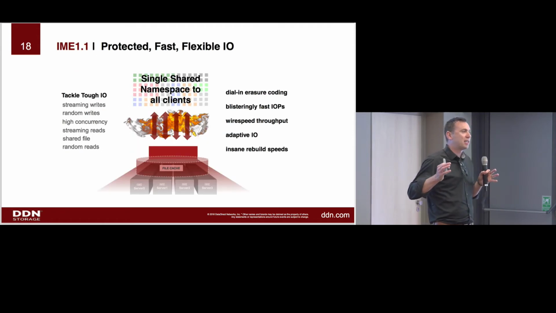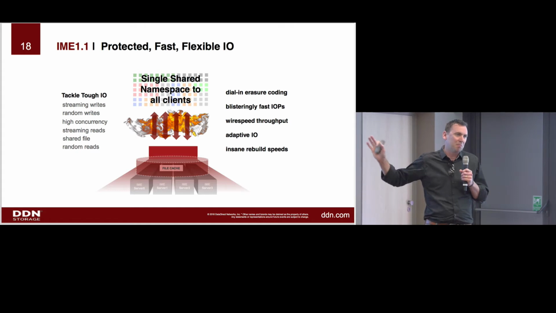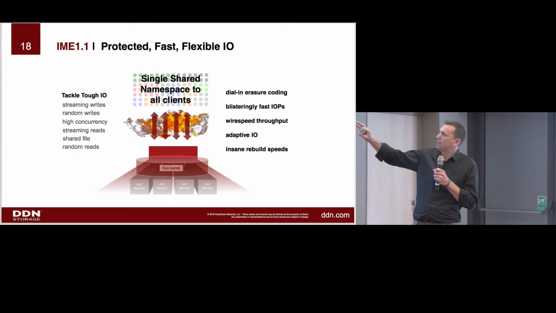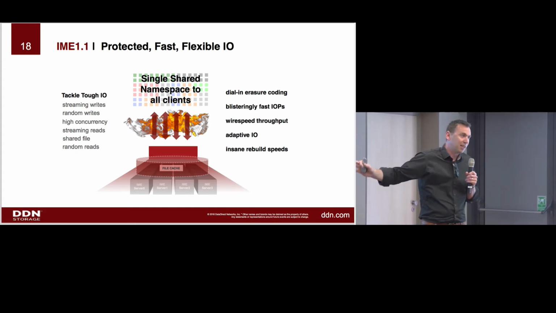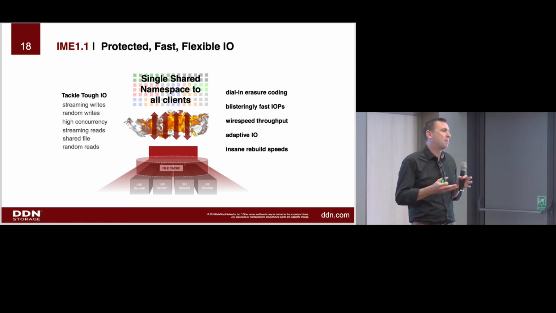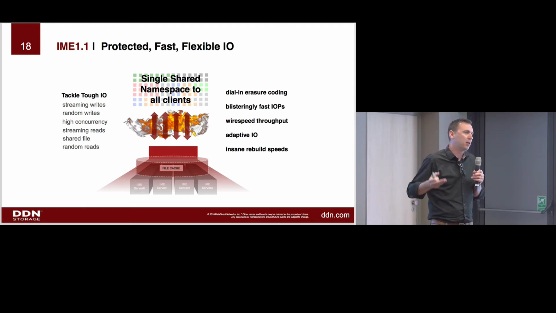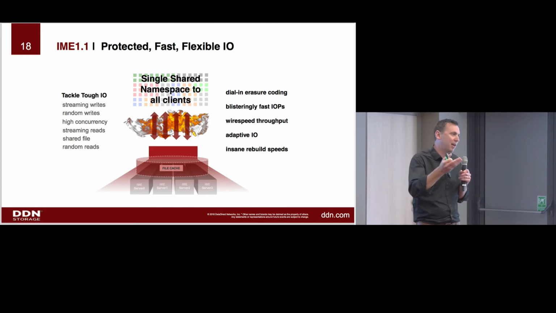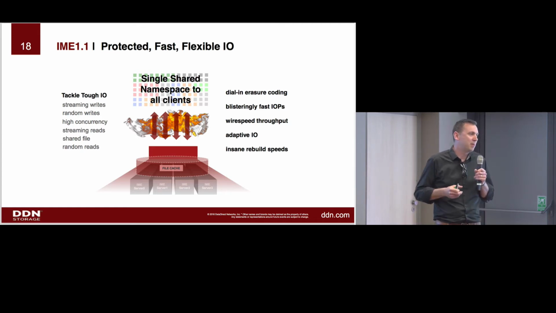So if I want to summarize IME's capabilities, then here they are. We have this single shared namespace to all clients. That's quite differentiated compared to other burst buffers. When you implement IME, you see the whole backing file system. All clients see everything. And that means workflows are very easy to implement because every node, every application, every client can see every file which has been issued or read from every other node.